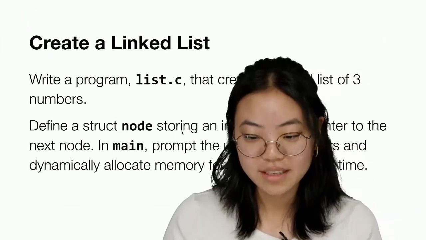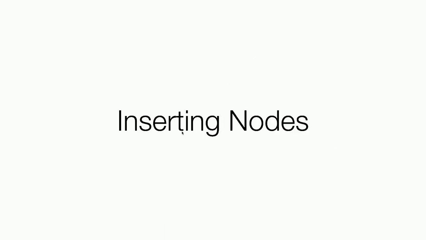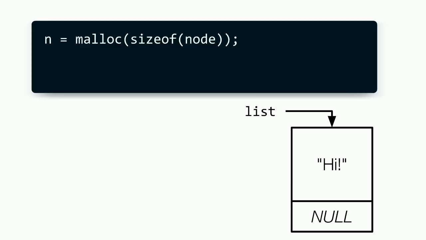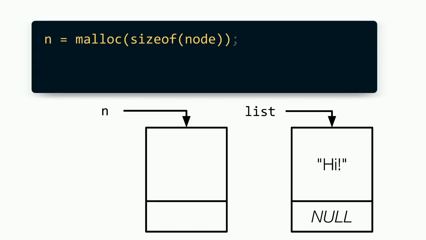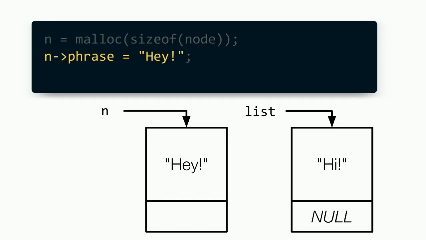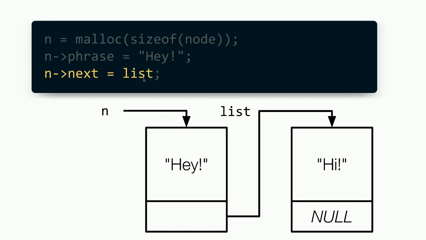Okay, so we're going to talk now about inserting nodes to a linked list. Right now we just have some floating nodes, but we don't have it actually linked together. So once we've created this new node, let's say we're creating a second node here called n, and then we give it a phrase, and then to link it now, we've set the next pointer to our head of the list, which is called list.